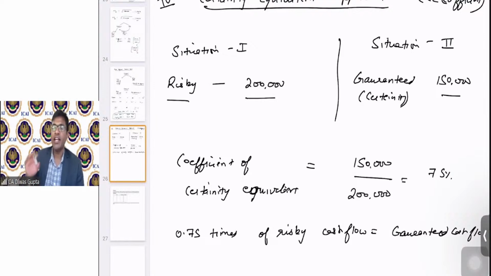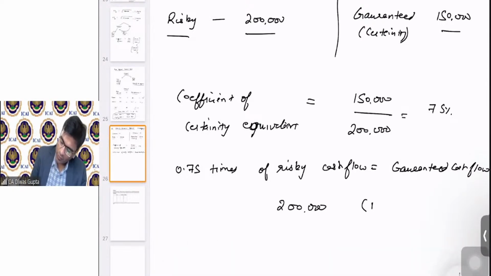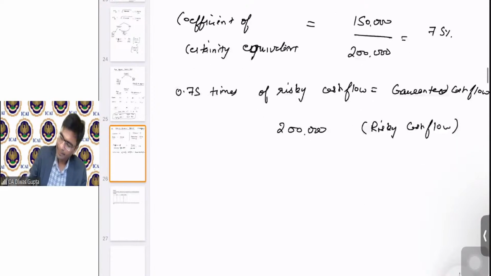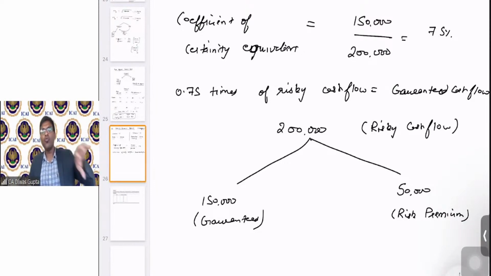Now, what is the relevance? We will connect this with RADR, do the comparison, and then we will come to the questions. So 2 lakh was our risky cash flow, correct? This will be split into two: 1,50,000 and 50,000. This will be our risk premium, right? So 2 lakh risky cash flow, 1,50,000 is the guaranteed amount, and 50,000 is the risk premium that has been charged.